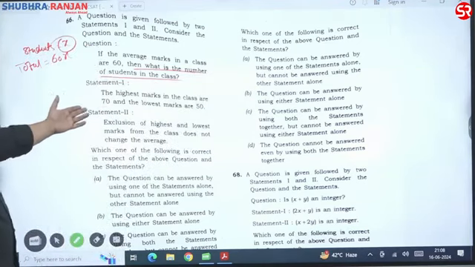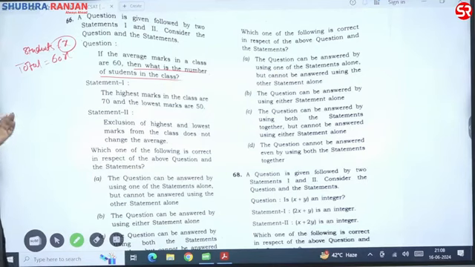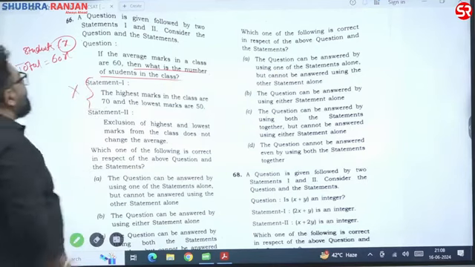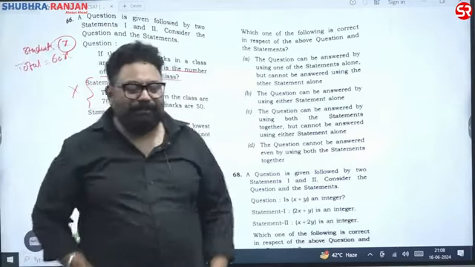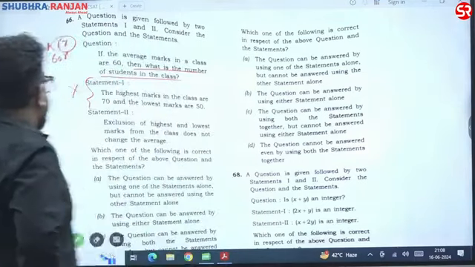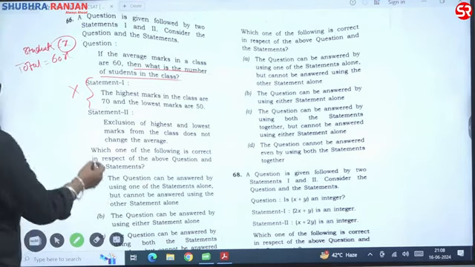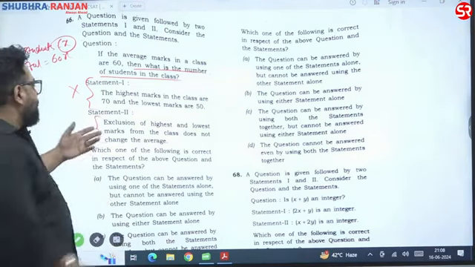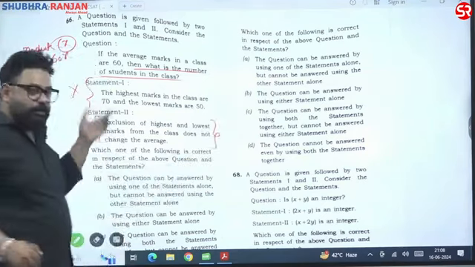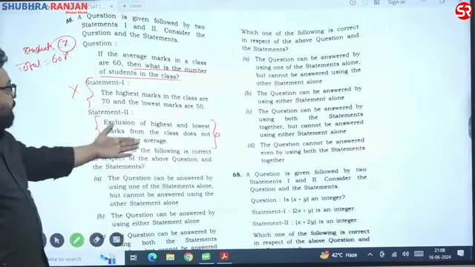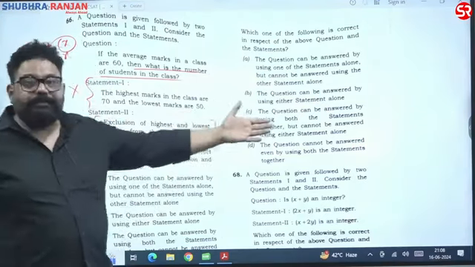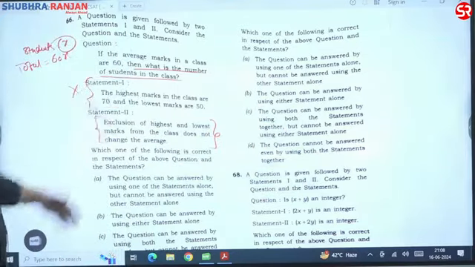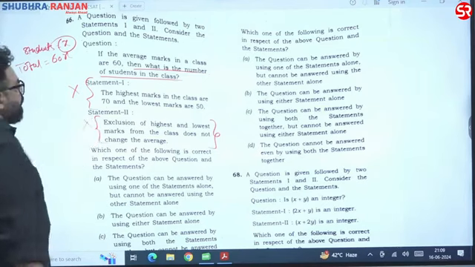The highest and the lowest marks are 70 and 50. What will this do? We won't be able to get the number of students, right? Secondly, he says exclusion of highest and the lowest marks from the class does not change the average. But when we see the second statement, we forget the first one. So we don't know the highest and the lowest. This is a data sufficiency rule. Once we are seeing the second statement, we don't bother about the first statement. So statement 2 alone is not giving you the answer.